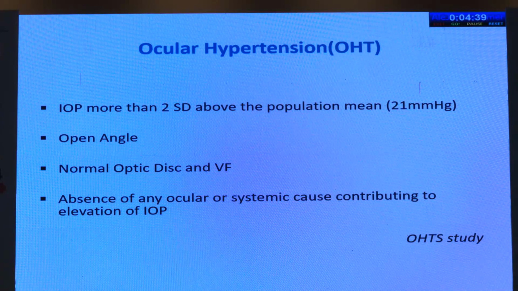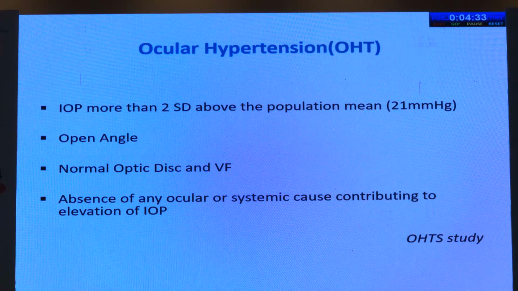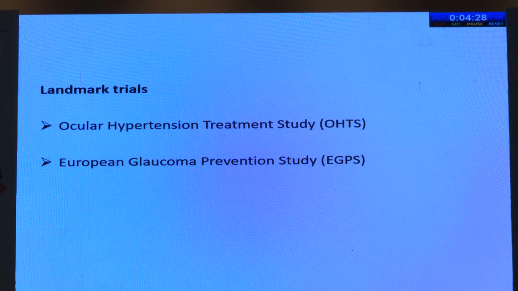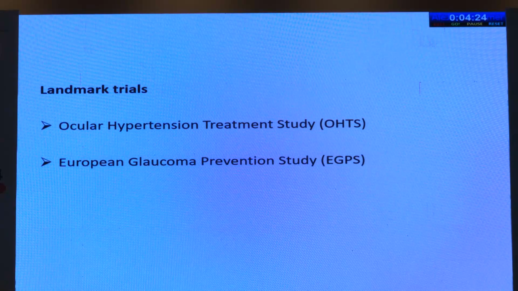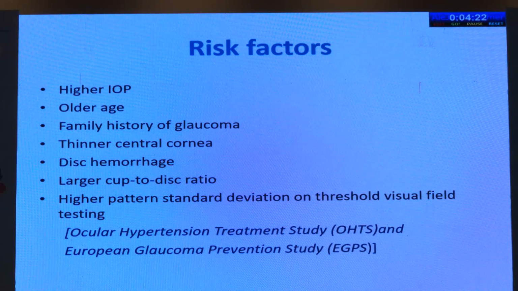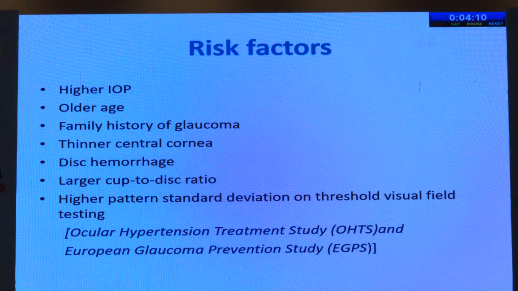Ocular hypertension group, we know they have open angle, their optic disc and visual field are normal, and we should see that there is no secondary cause of rise of IOP. Now, two landmark trials, the Ocular Hypertension Treatment Study and the European Glaucoma Prevention Study, they define the risk factors where a patient is at more risk for developing glaucoma. So they are higher IOP, older age, family history, thinner central cornea, large cup disc ratio, and higher pattern standard deviation on visual field.